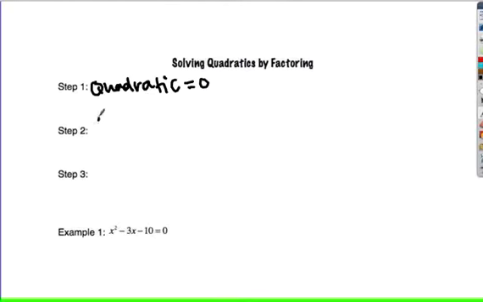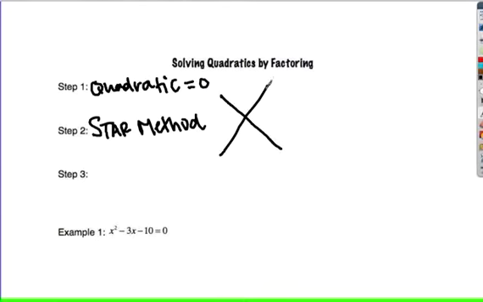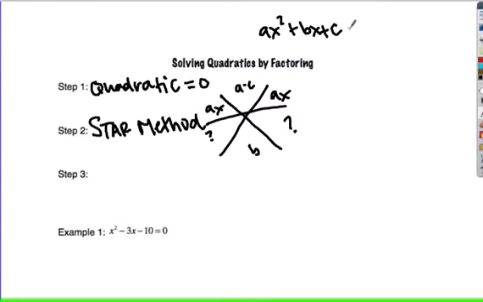The second step is that we're going to do the star method of factoring quadratics. Remember that your star always looks the same way, so it's always an x with a line through the center of it. You'll have your ax on the top at the sides, a times c in the middle, question mark, b, question mark. Your a, b, and c will come from your standard form of a quadratic, which is ax squared plus bx plus c.